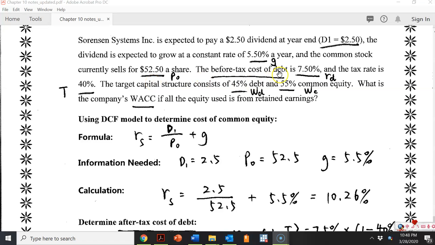The before-tax cost of debt, RD, is 7.5%. Tax rate, T, is 40%. Target capital structure: weight for debt is 45%, and weight for common equity, WC, is 55%. What is the firm's WACC if all the equity used is from retained earnings? So we don't have to worry about new stock here, and we only have debt and common equity, so we don't need to worry about preferred stock either.